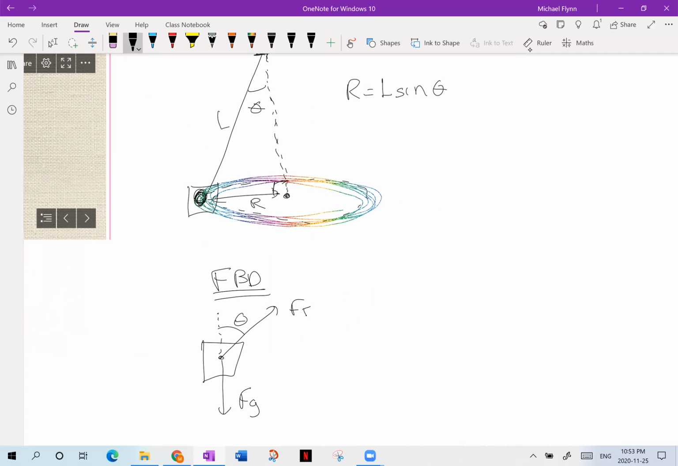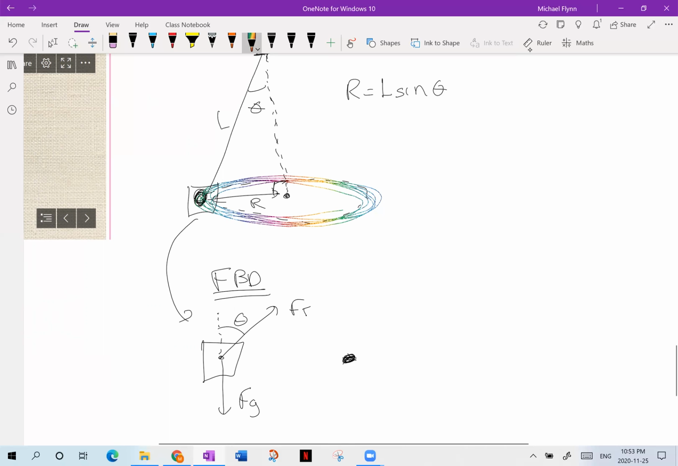Now the difference this time is when the object is in this position here, as I've drawn it for you, ask yourself, where's the center of the circle that it's moving in? Well, it's no longer along the rope. It's actually horizontal. So the center of the circle is over here, where I've drawn the X.